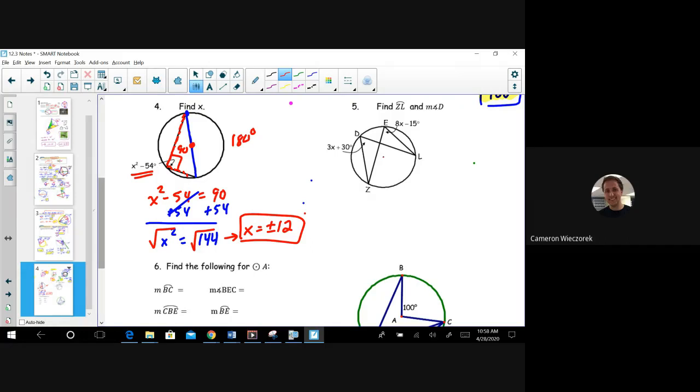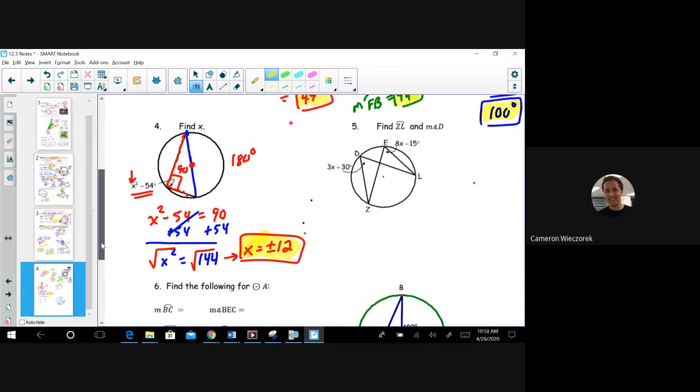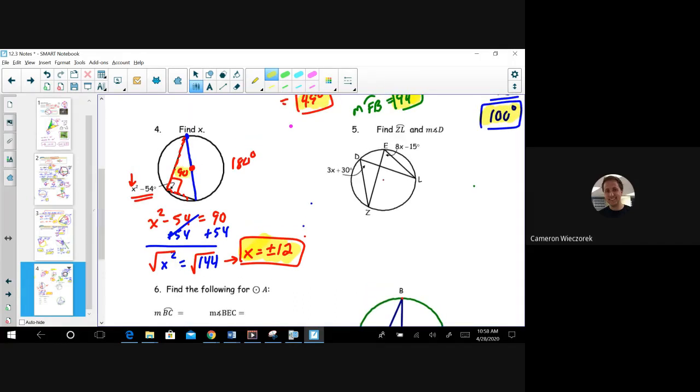There's nothing wrong with the negative because when I plug it back in right here, negative 12 squared is positive 144. Minus 54 would be positive 90. So I can use the negative answer in this one as well. Only time you throw out the negatives is if when you plug them back in, they produce a negative angle. I didn't produce a negative angle. I produced it at a 90-degree angle.